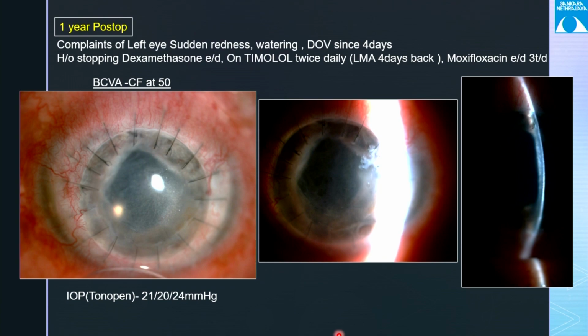So here we can see under slit lamp examination in diffuse illumination that the graft is well centered, the sutures are intact, but the superior part of the graft is much clearer in comparison to the inferior graft. We can see around 360 degree superior vascularization and at least more than 2 quadrants of deep vascularization. The IOP was also noted to be in higher range of 21, 20, 24.